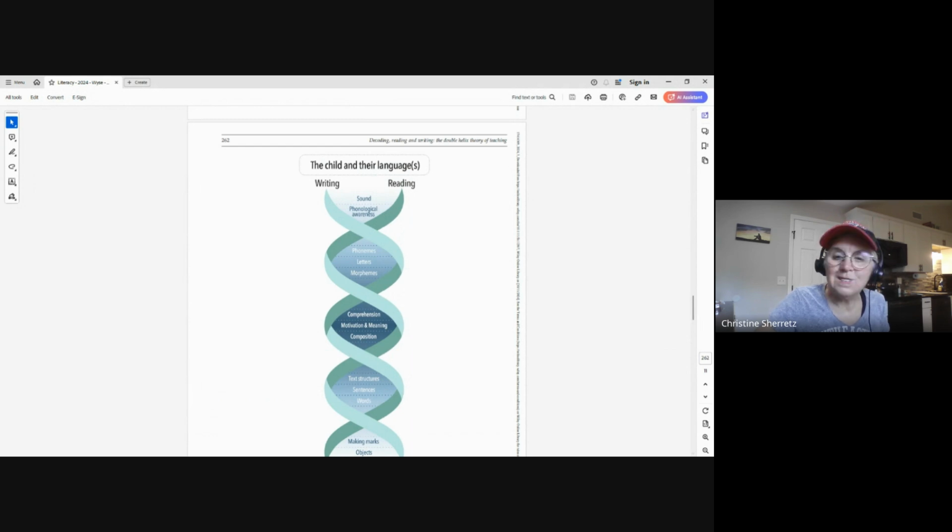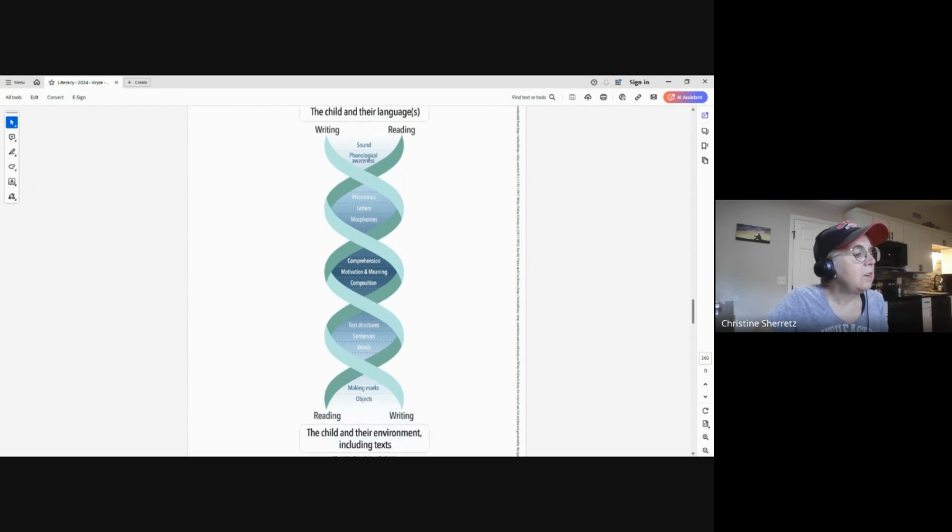And I love that it has the components of Scarborough's reading rope, but it shows that reading and writing are connected. So we know that students have to know phonological awareness. They have to know phonemes, letters, morphemes. They also have to know text structure, sentences, words. That's all vocabulary. That's all similar to Scarborough's reading rope. The difference is what they have here, motivation and meaning. So with the Helix model, we're really considering motivation and meaning, that's going to impact comprehension and composition. So we know that reading and writing, according to this model, develop together. The child and their environment, including appropriate text, work together.